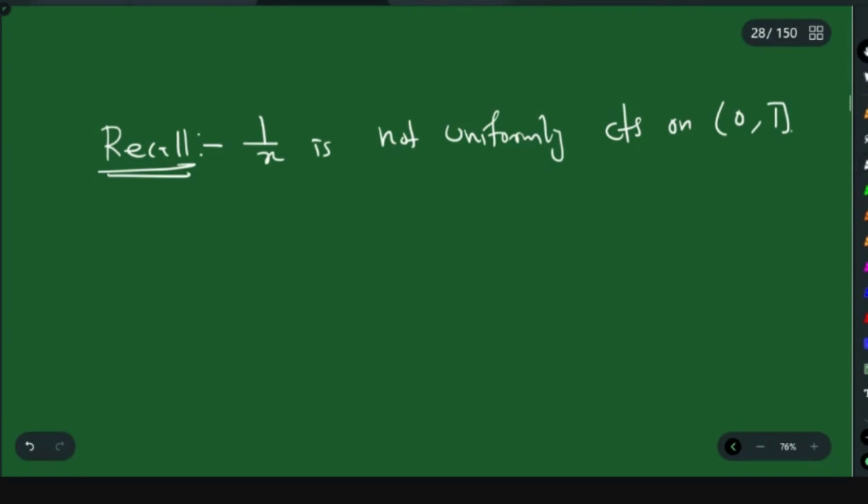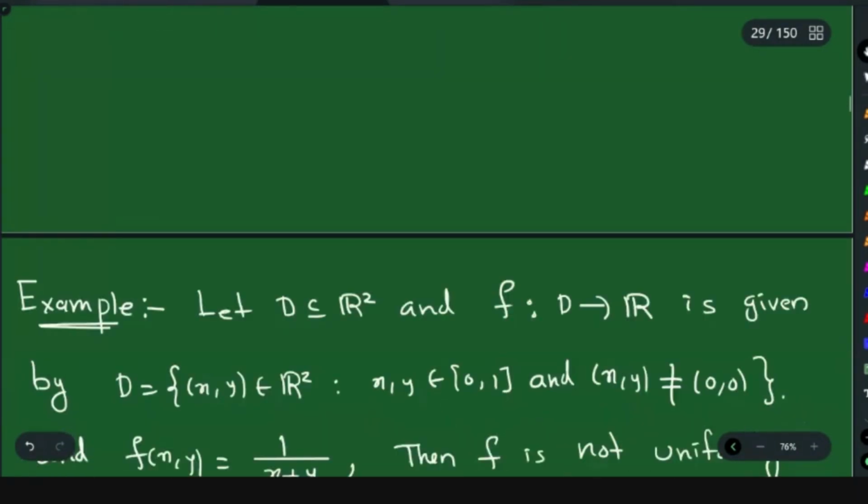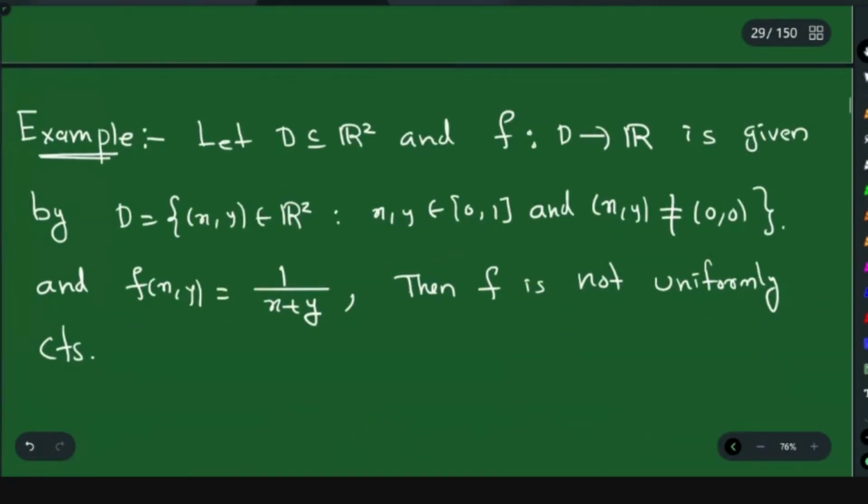Okay. So now you see this example, this is in fact the generalization of that example. So it is somewhat analog of that example. So you have a domain D subset of R2 and f from D to R. So D is given by this equation. This is the set of all (x, y) belongs to R2, such that x, y belongs to closed interval [0, 1], and I am not including the point (0, 0).